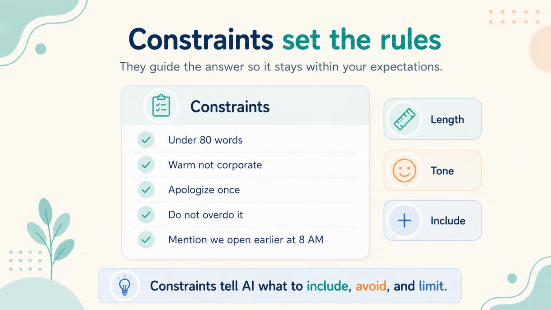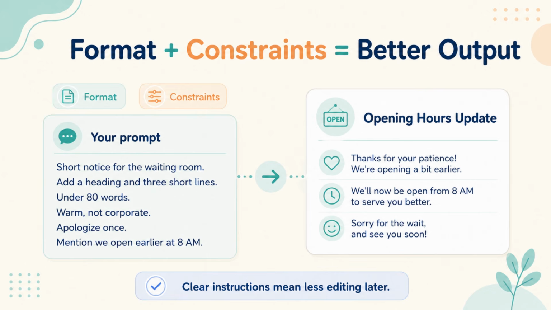Next comes constraints. Constraints are your rules and limits. They help AI stay within your expectations. For example, keep it under 80 words, make it warm, not corporate, apologize once, but do not overdo it. Mention that we now open earlier at 8 a.m. Now, AI knows the length, it knows the tone, it knows what to include, and it knows what not to do. This is where your taste matters. You are telling AI, this is the kind of answer I want, this is what I want to avoid, this is what matters in this situation. The clearer your format and constraints are, the less time you spend fixing weak drafts.